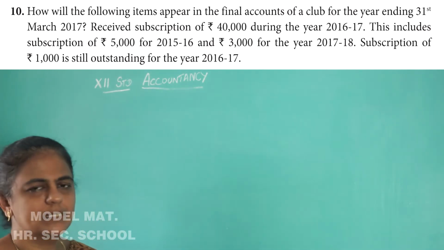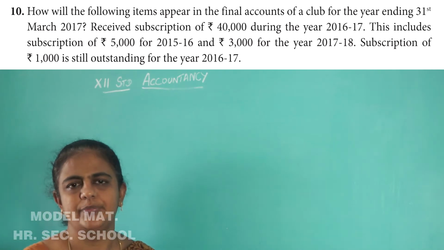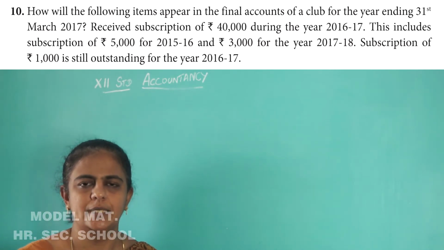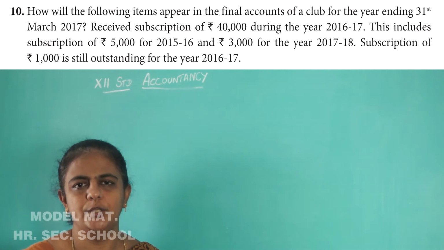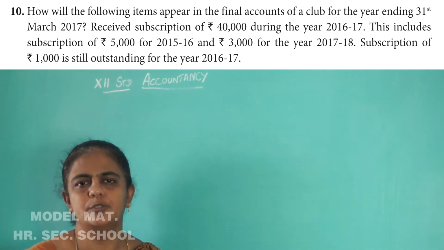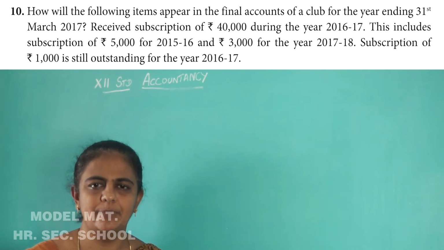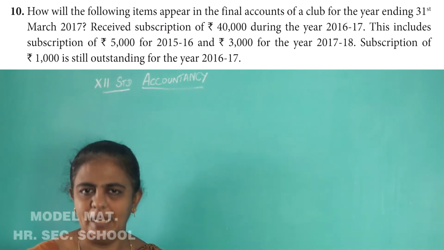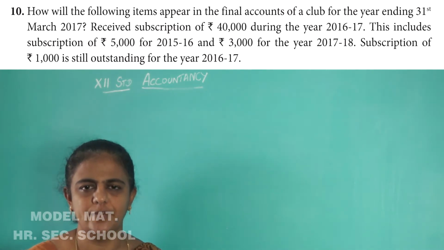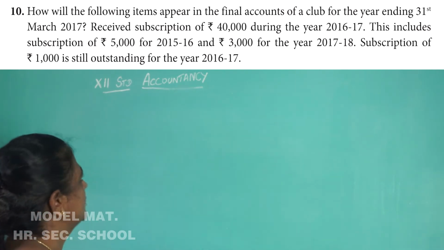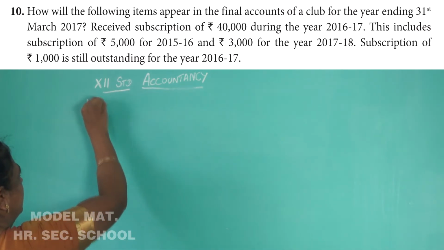How will the following items appear in the final accounts? Okay, look onto the screen. Final accounts means you have to prepare. Where are you going to show them? You are going to show them in the income and expenditure account and in the balance sheet of the not-for-profit organization.